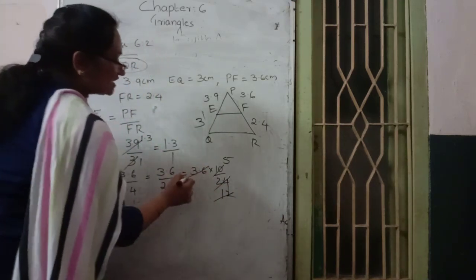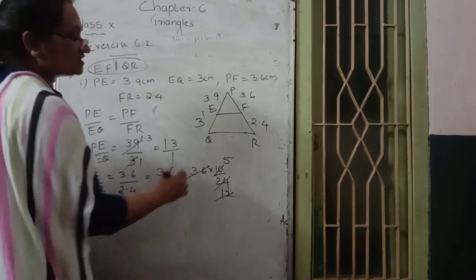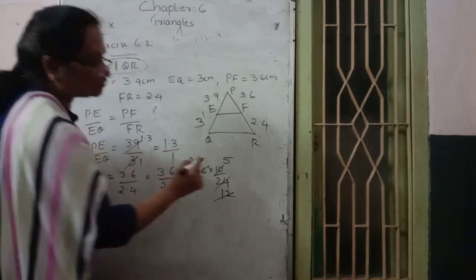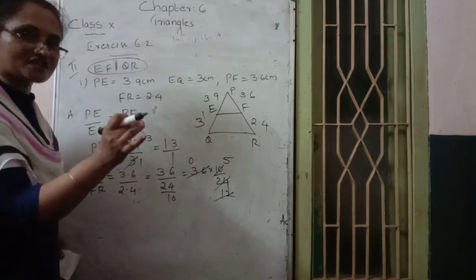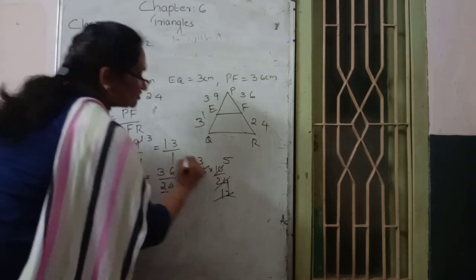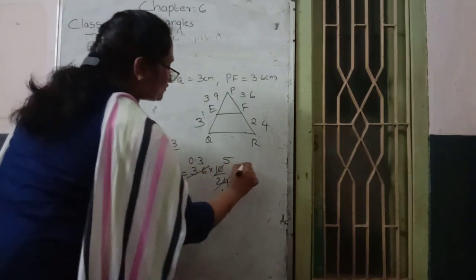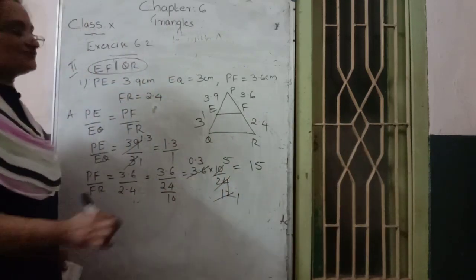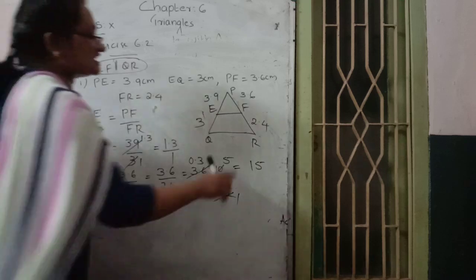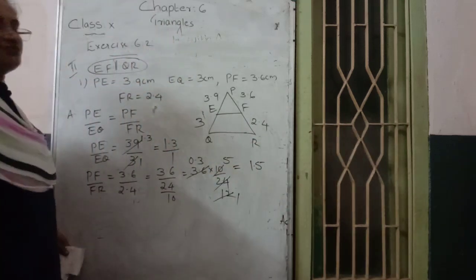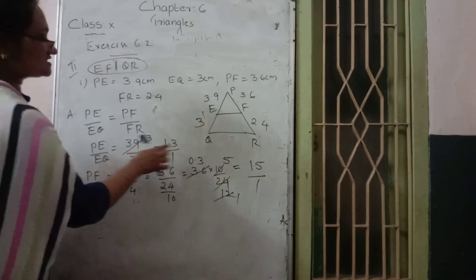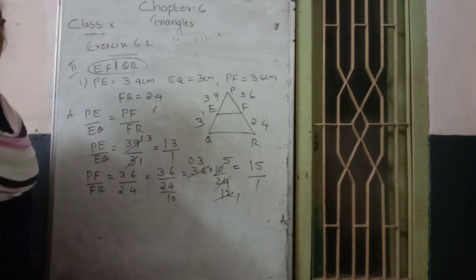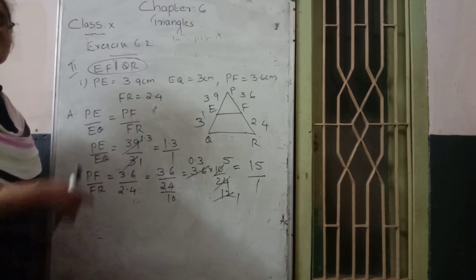Again 12 and 3.6 cancellation is possible. 12 table: 12 threes are 36. So 0.3 into 5 becomes how much? 15. 3 into 5 becomes 15. Here there is one place after the decimal point, so from right to left put one place, and the denominator becomes 10, giving 1.5. Is it the same? Our left side answer is 1.3. The right side ratio answer is 1.5. Is it equivalent? No.